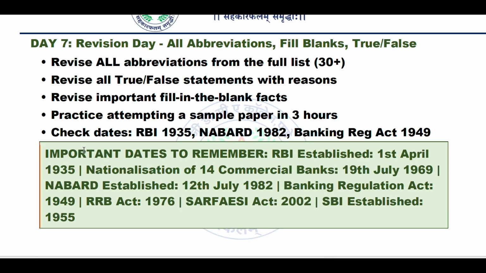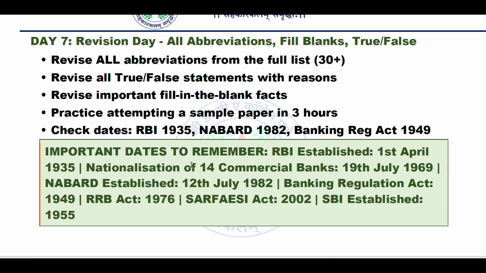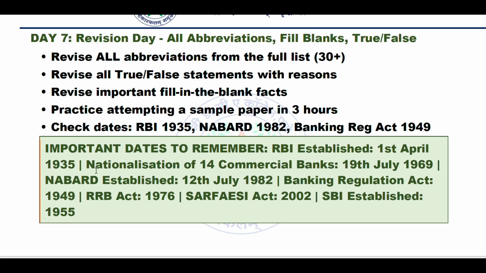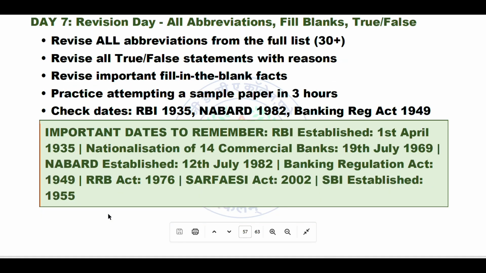And again, for you to remember, the important dates to remember: RBI establishment 1st April 1935, nationalization of 14 commercial banks on 19th July 1969, NABARD establishment 12th July 1982, Banking Regulation Act 1949, RRB Act 1976, SARFAESI Act 2002, SBI established in 1955. SARFAESI means, I already told you 3-4 times, Securitization and Reconstruction of Financial Assets and Enforcement of Security Interests. I'm telling you again because this question will be there in the examination.